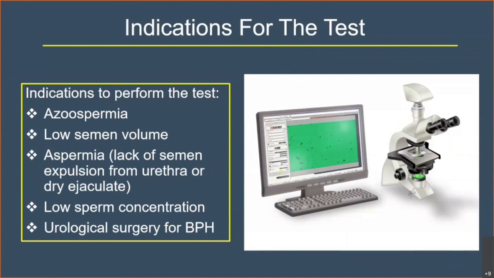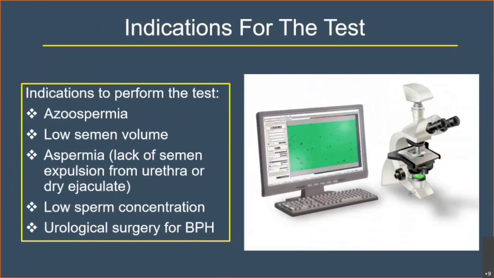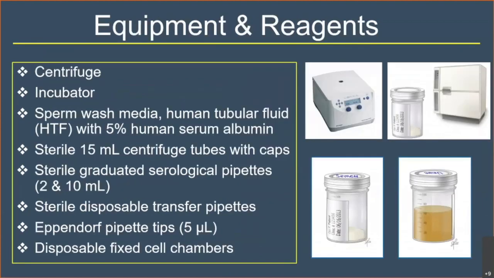Indications for the test are, firstly, isospermia. The lack of presence of sperm is an important indication for performing this test. Second is low semen volume. Thirdly, aspermia, so lack of antegrade ejaculation or lack of semen expulsion from the urethra, or a dry ejaculate, is an important indication. Low sperm concentration. And the last is urological surgery for benign prostatic hyperplasia, which is known to lead to retrograde ejaculation. On the right side is the phase contrast microscope. The equipment and reagents.